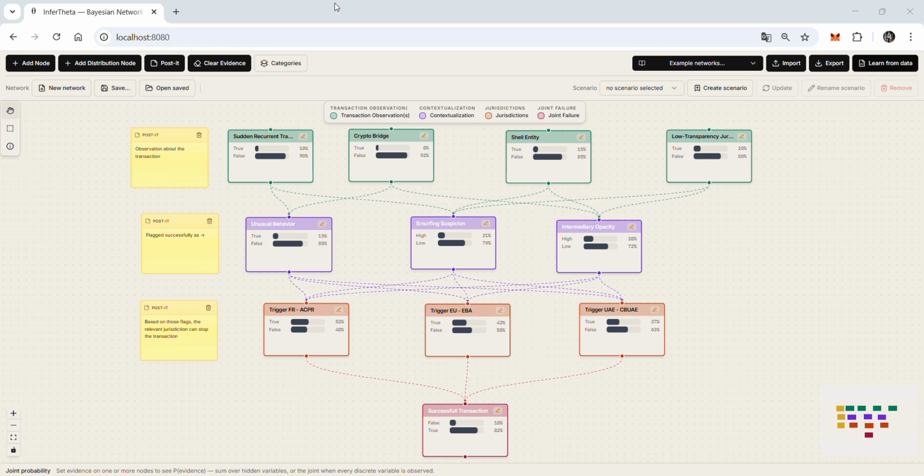I am the co-founder of InferTheta, and I'll show you how to use our probabilistic graph technology for AML modeling.